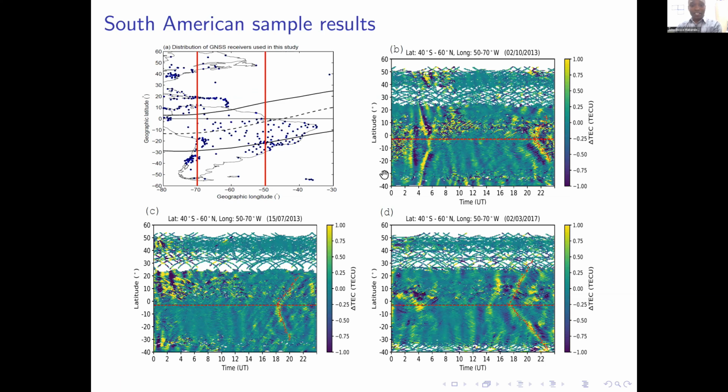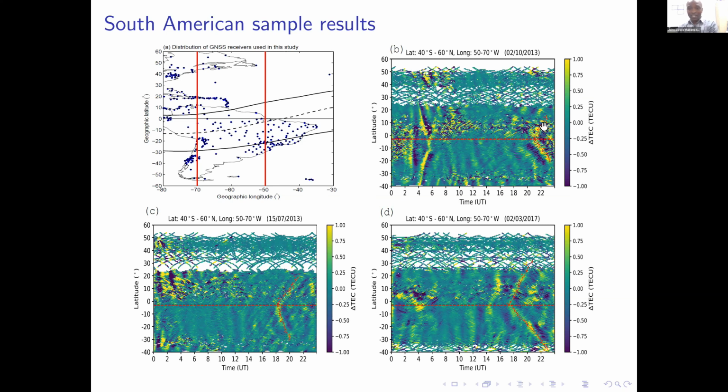In panel B here, this is the latitude on your y-axis, and on your x-axis is time in UT. And this is delta TEC, which we've derived by subtracting the fitted values from actual TEC values. And in South America, this one, the dotted red line is indicating the approximate of the geomagnetic equator. And what we think are indications of this kind of waves which are coming from the geomagnetic equator is what is shown here. So the dots are fits.